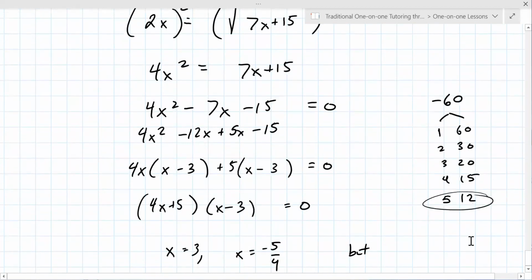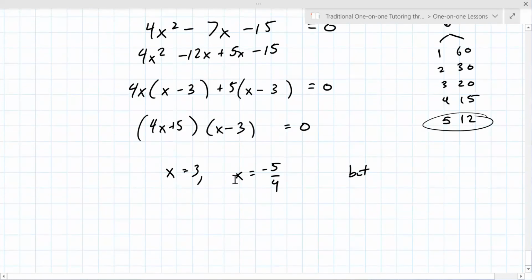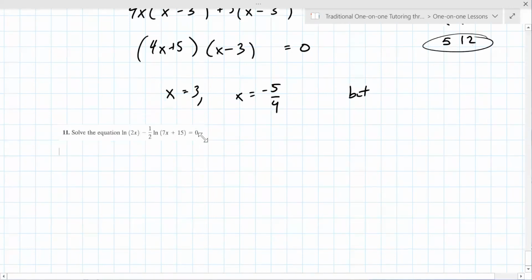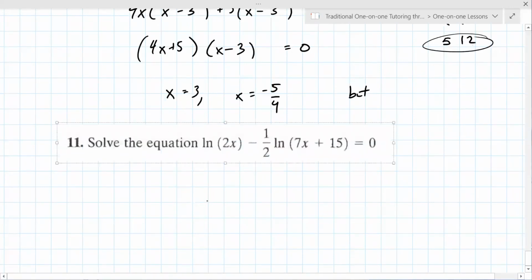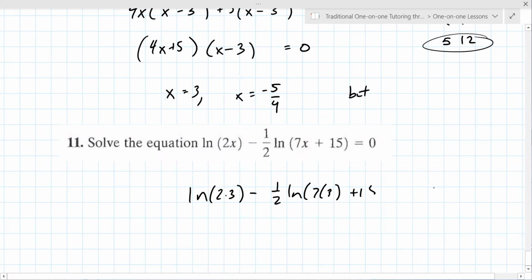Okay. And the mistake, you've probably heard me say this before, the mistake is to think, well, the negative one doesn't work. The negative one doesn't work because when you try it in the problem, it doesn't work, not because it's negative. And what I mean by that is we're going to go back to the original. I'm going to snip it in here. And you literally just check, is the thing okay? Is the natural log of 2 times 3 okay? Minus 1/2 the natural log of 7 times 3 plus 15, is that okay? Yes, it's okay. Because it's positive inside.